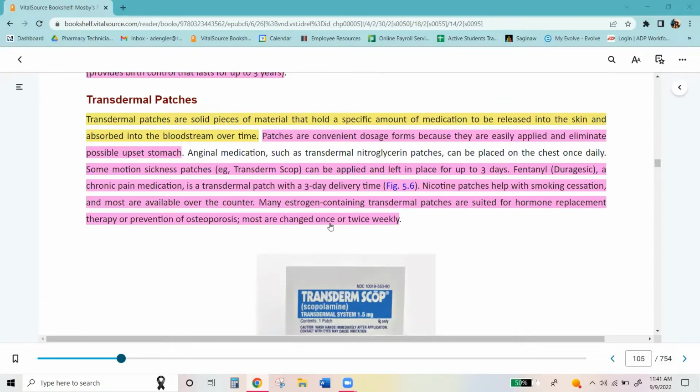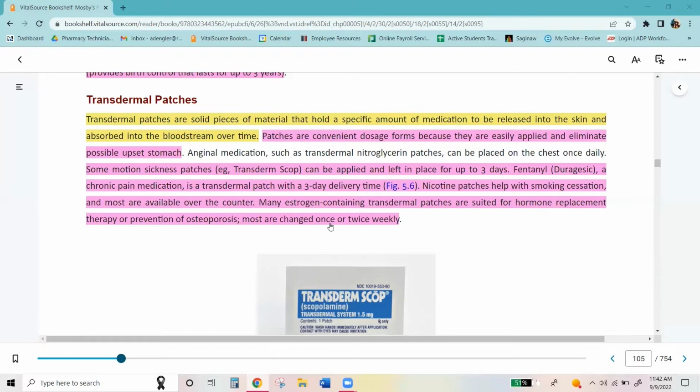Transdermal patches are solid pieces of material that hold a specific amount of medication to be released into the skin and absorbed into the bloodstream over time. Patches are convenient dosage forms because they're easily applied and eliminate possible upset stomach. Some motion sickness patches, like Transderm Scop, which are pretty popular, can be placed and left in place for up to 3 days. So you'll see that prescribed a lot for people that are going on a plane, that are going on a cruise, or of course they have continuous motion sickness.